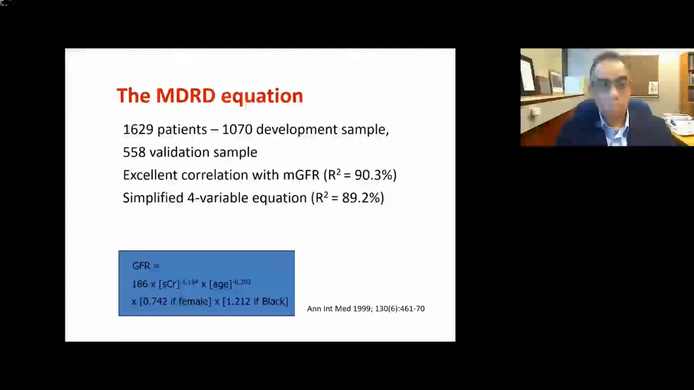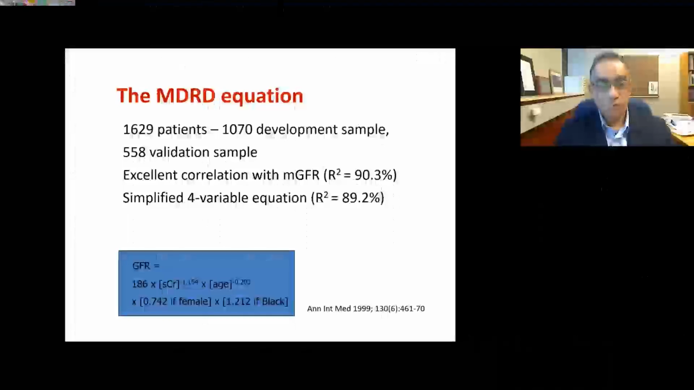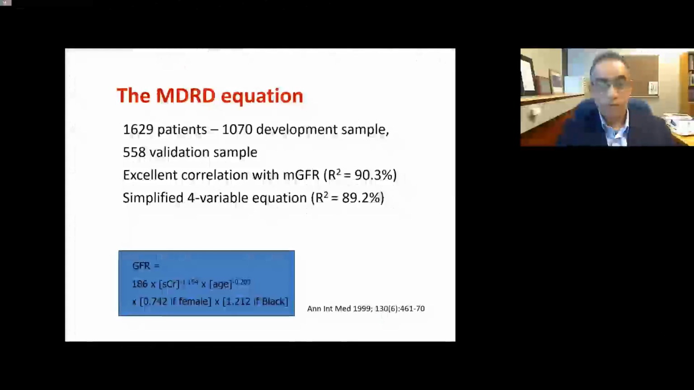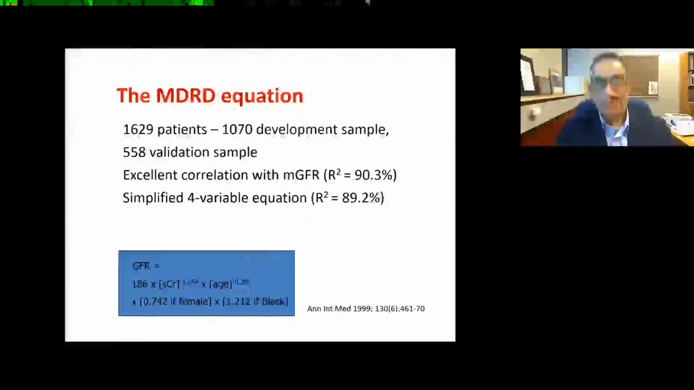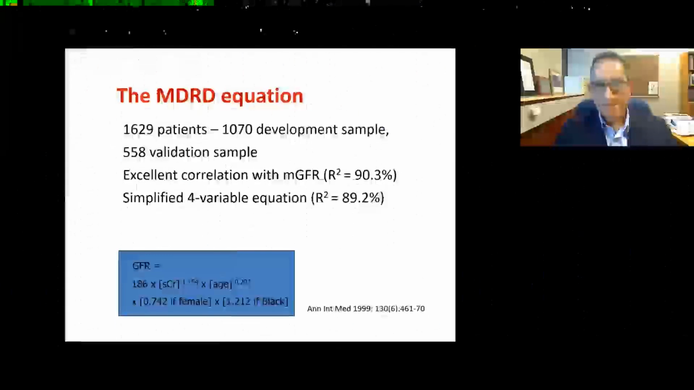This is a figure from the original paper by Levey and colleagues, and you see the good correlation between measured GFR on the x-axis and estimated by the equation on the y-axis. But you will note that at higher GFRs, there is more of a scatter. And that is why, when the lab reports the MDRD equation, if the value is above 60, it simply says greater than 60 and doesn't give you a precise value.